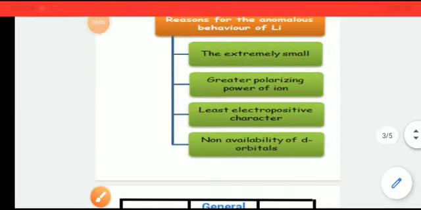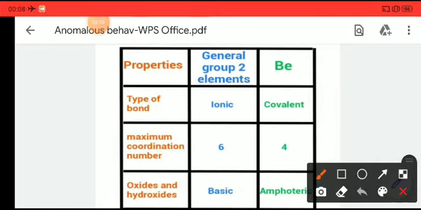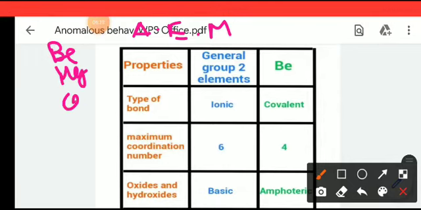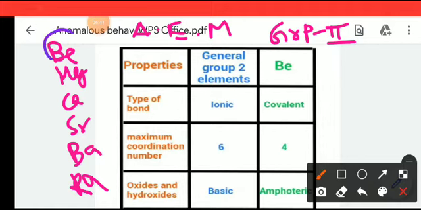Okay, so let's move to the next topic, the anomalous behavior of beryllium. Beryllium is a group 2 metal, or alkaline earth metal. In group 2, we have beryllium, magnesium, calcium, strontium, barium and radium. So we have these 6 elements in the alkaline earth metal group, and beryllium tops the group. Beryllium is placed at the top of the group.